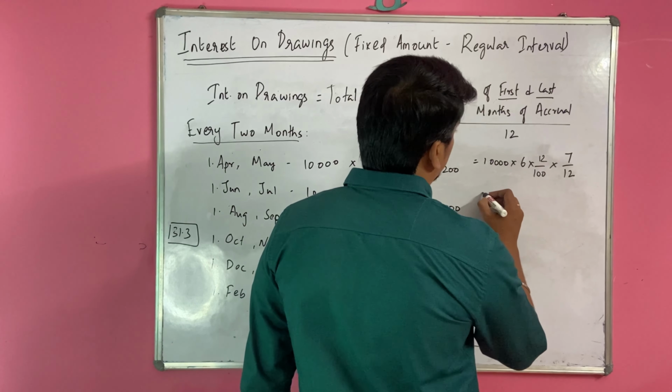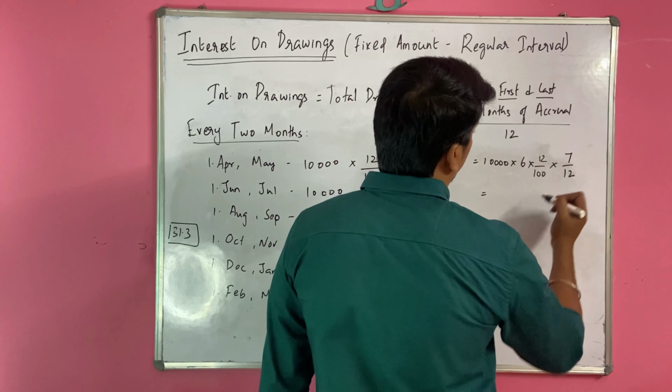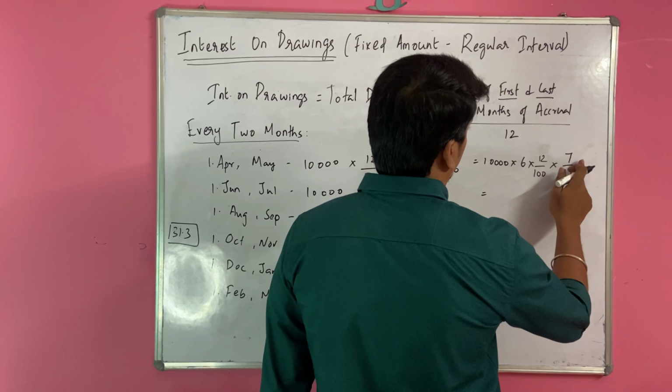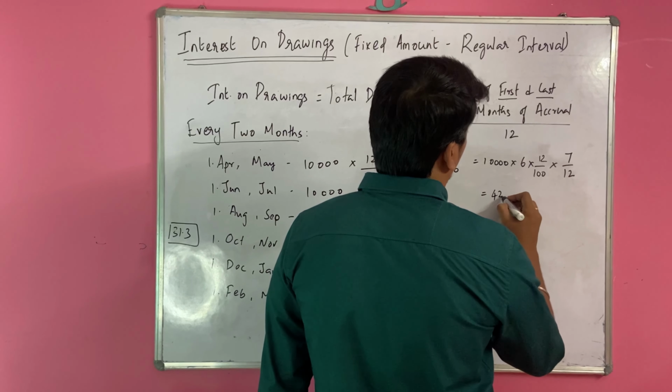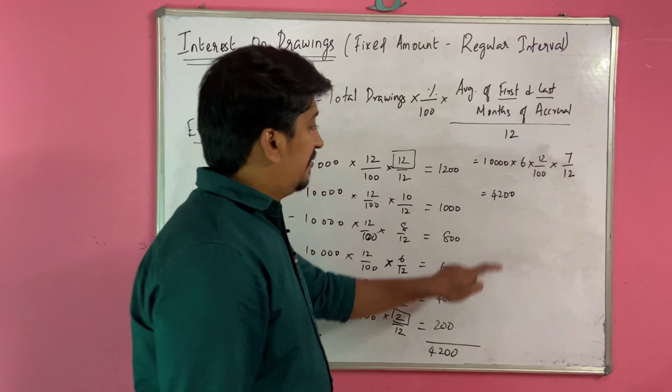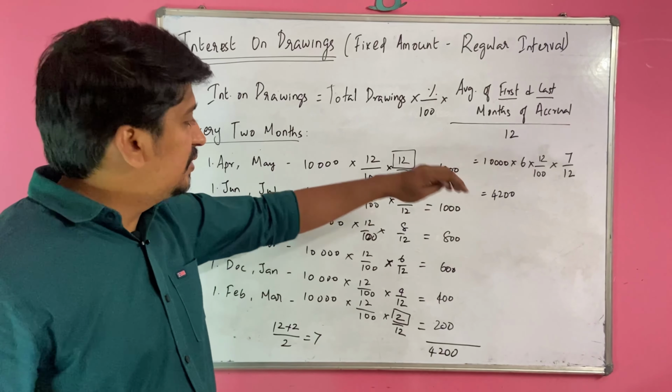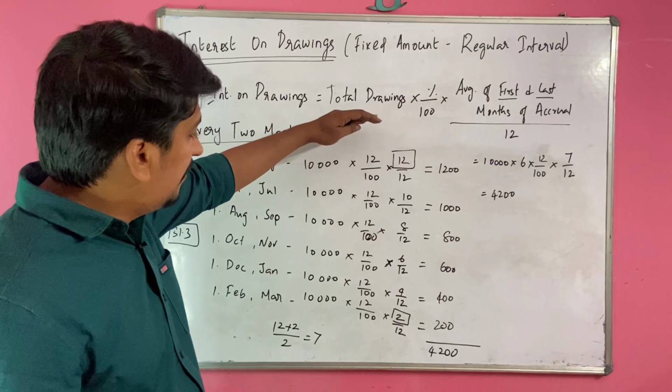Now let's simplify this one. This 12 will get cancelled, 20 will get cancelled. 100 into 6 into 7. 7 6s are 42. 42 into 100, 4200. We are getting the same answer. So we are getting there in just a single line, whereas here we have to do this much lengthier calculation.